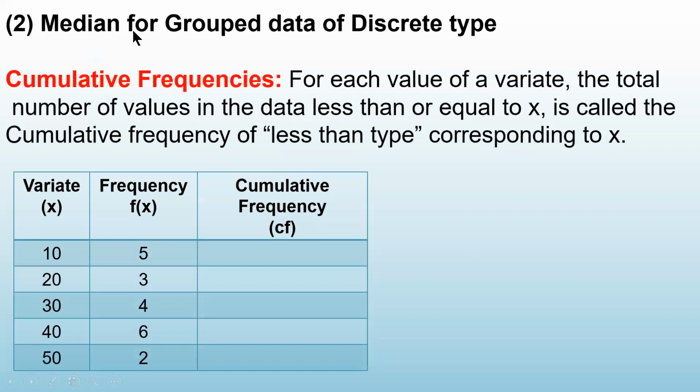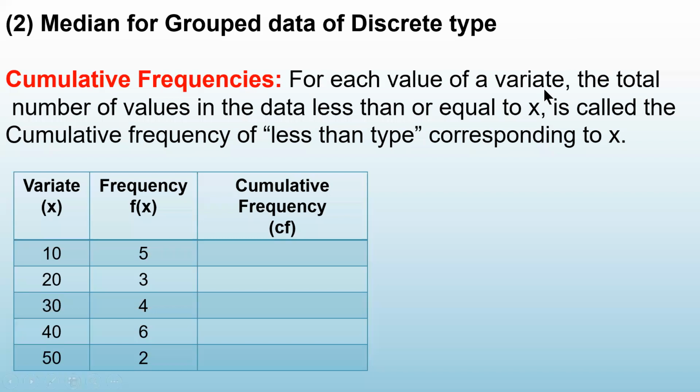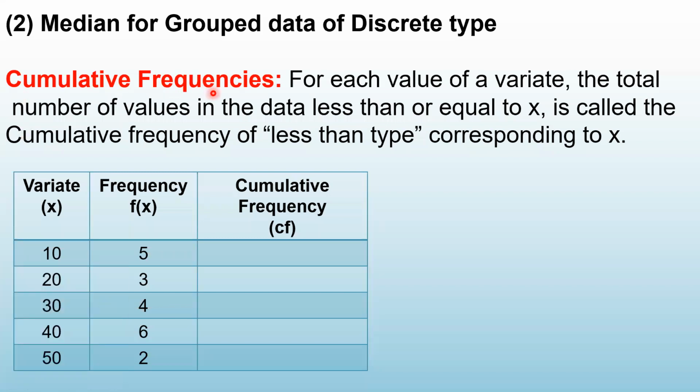Then median, how to calculate median for grouped data. Now in grouped data, there are two types. One is discrete type of data and the other one is continuous type of data. How to find out the median? So for grouped data, first of all, I would introduce you to what is cumulative frequency. What is cumulative frequency?